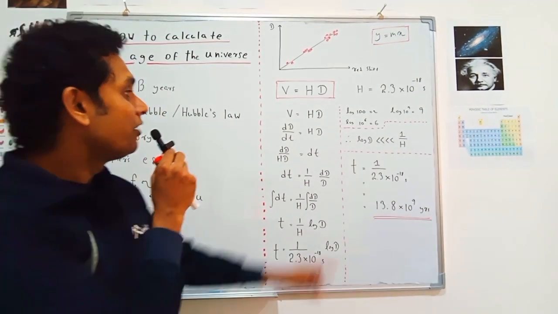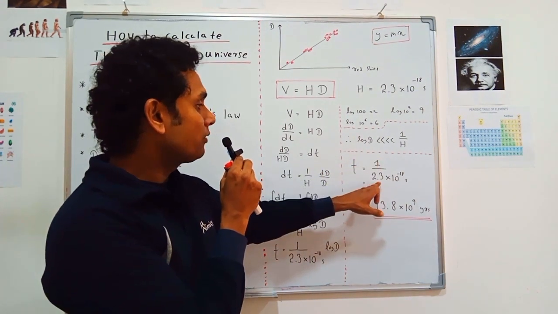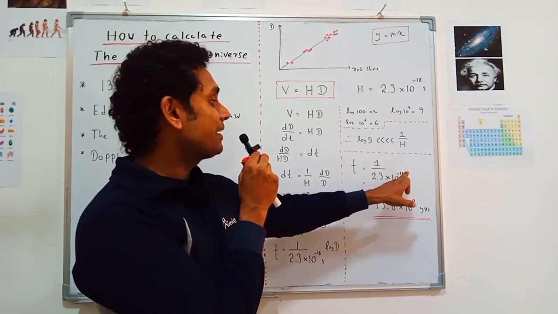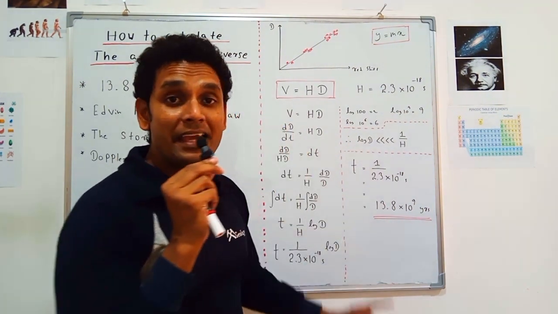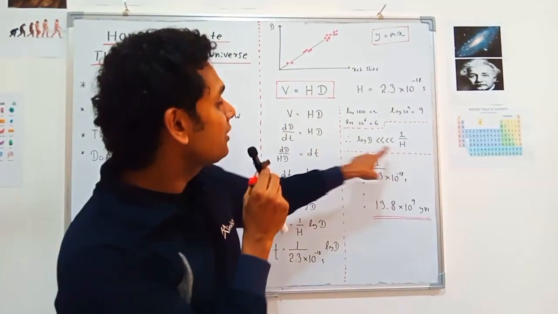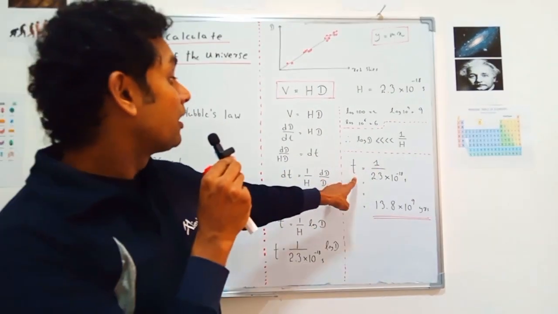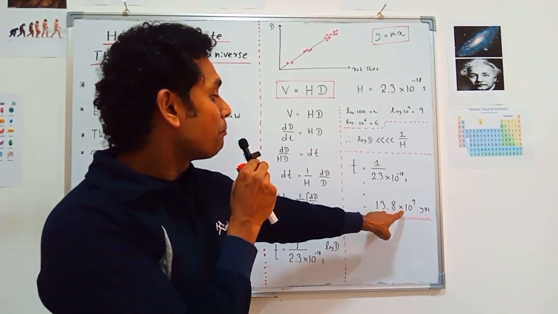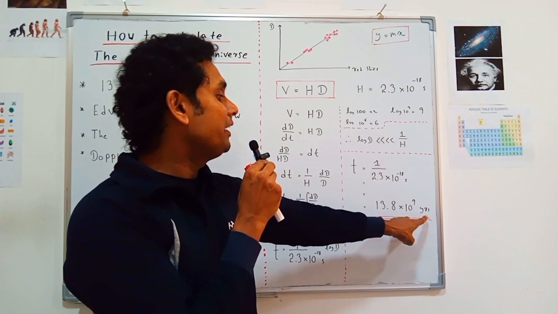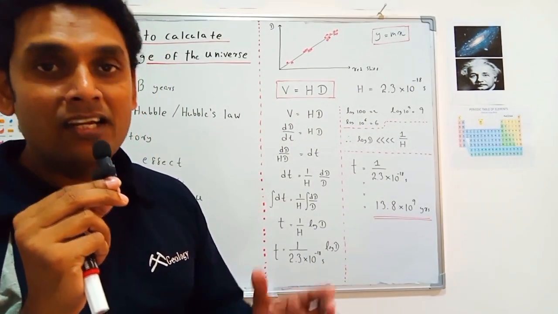And finally, we can take this calculation: t equals 1 divided by 2.3 multiplied by 10 to the power minus 18 seconds. And finally, the value will come as the age of the universe after calculating this part. After calculating, the t, or the age of the universe, will come as 13.8 multiplied by 10 to the power 9 years. It means 13.8 billion years.